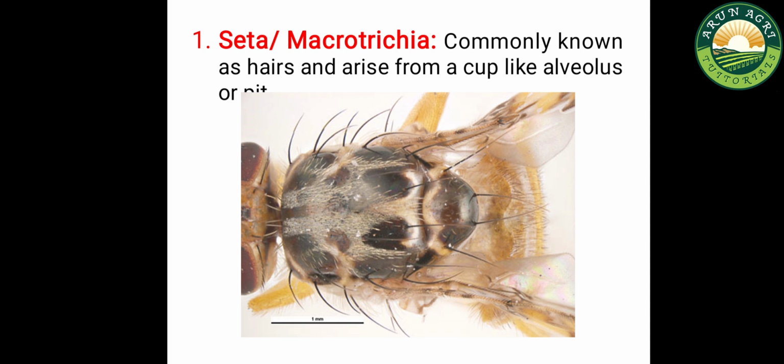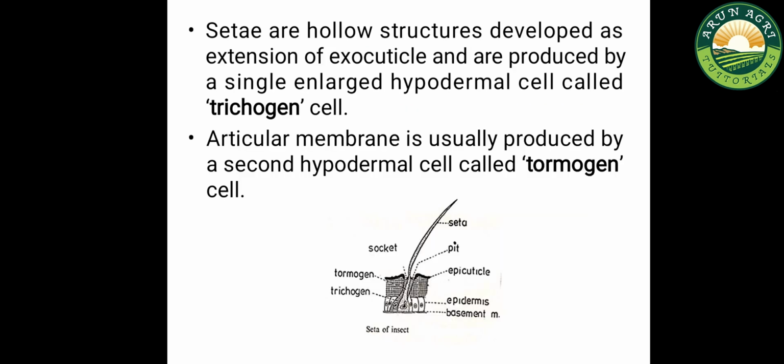It is also called macrotrichia because macro means bigger one. Trichia means hairs. They are commonly known as the hairs that arise from the legs as well as our feet. You can see in the picture. So they are usually bigger in size. Trichia means they are hair-like structures. So setae are hollow structures developed as an extension of the exocuticle and are produced by a single enlarged epidermal cell which is called trichogen. And the articular membrane is usually produced by a second epidermal cell which is called tormogen cell. You can see in the picture over here.